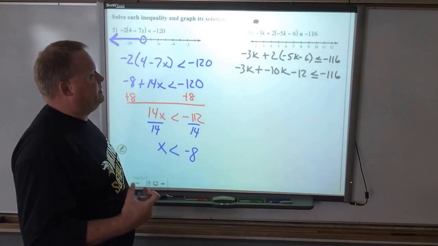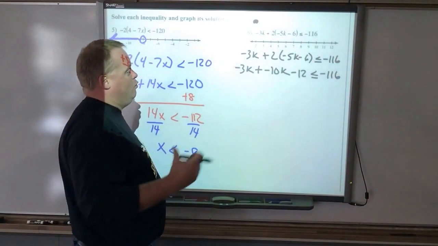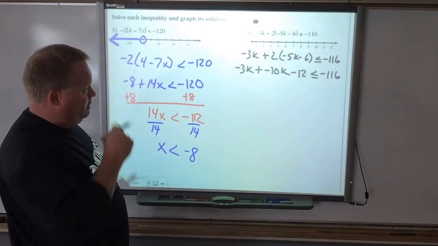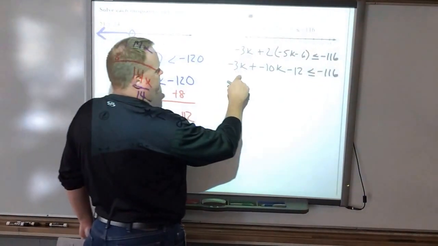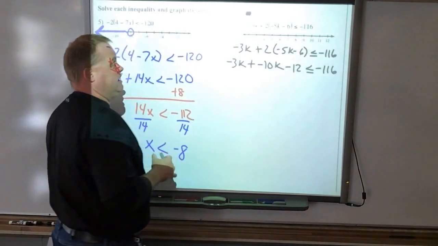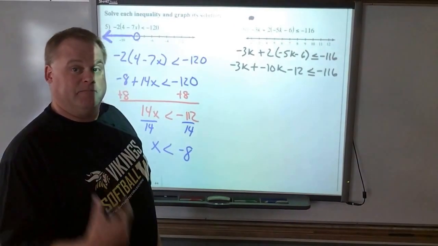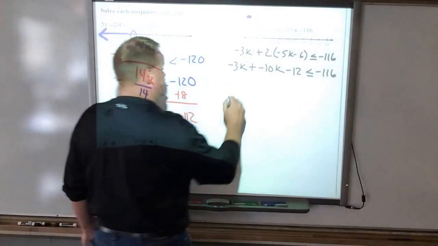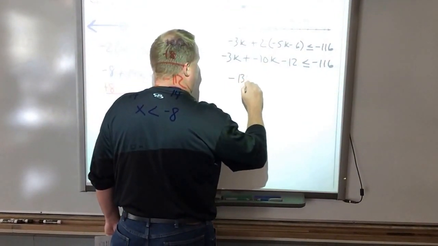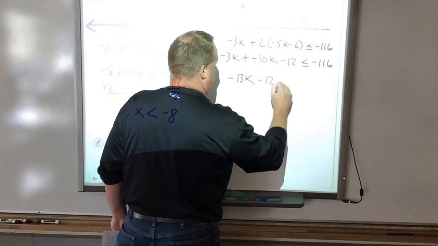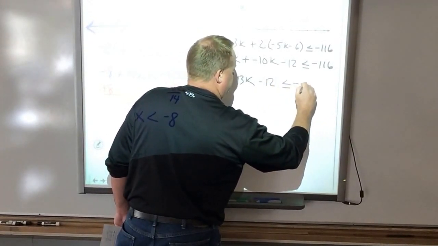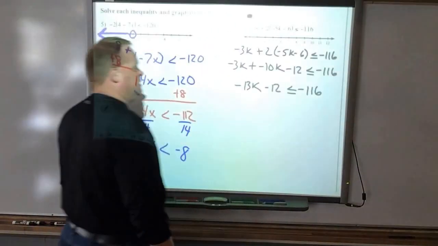I want to combine my terms, and remember I do that on one side of the inequality here. In that case, I have a negative 3k plus a negative 10k. I could have written it as negative 3k minus 10k. It means the same thing. This ends up being negative 13k minus 12 less than or equal to negative 116.